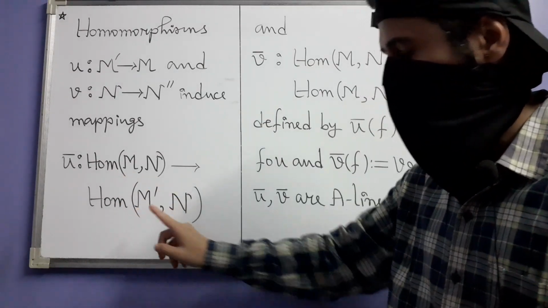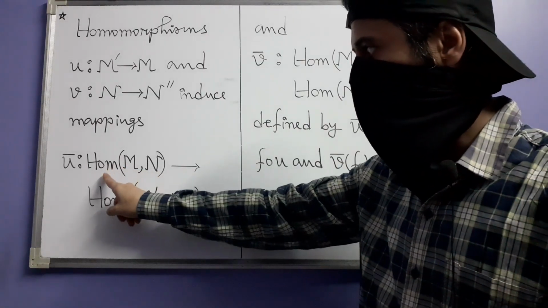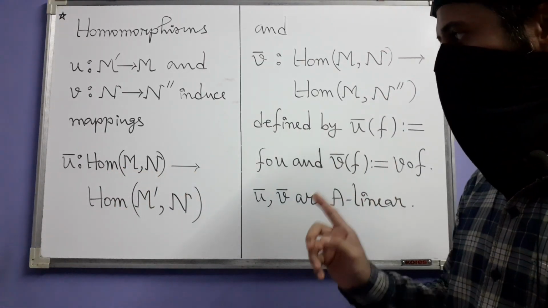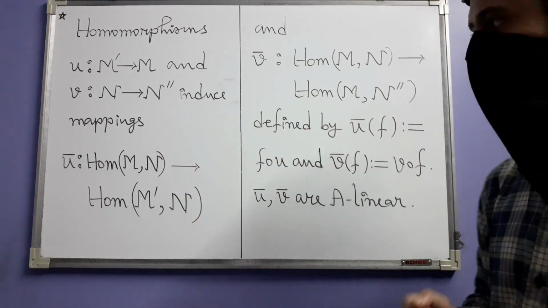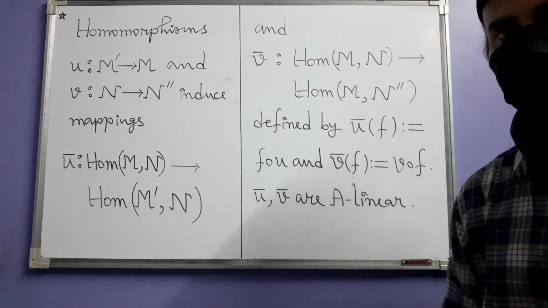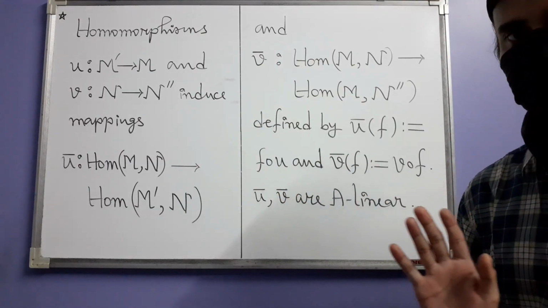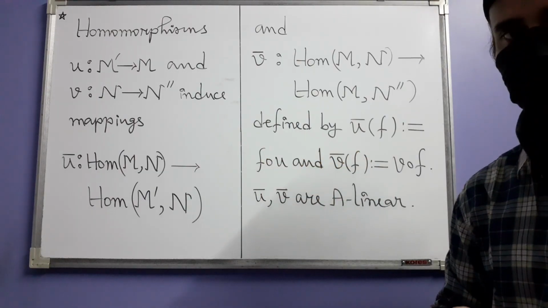So these Hom modules are also A-modules, and that is why we can think of an A-linear map or an A-module homomorphism between these Hom modules. Okay, and these are such maps. To verify that these maps are A-linear, you have to go through some steps, of course.